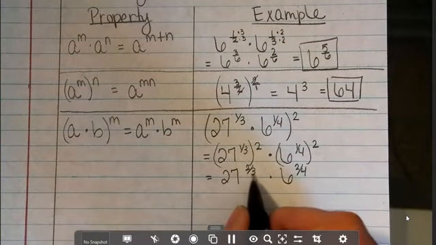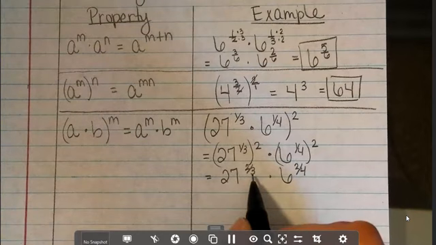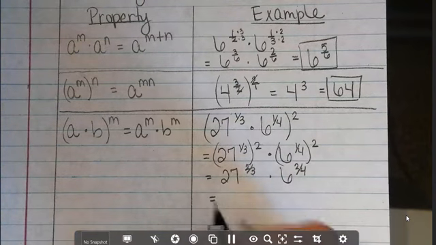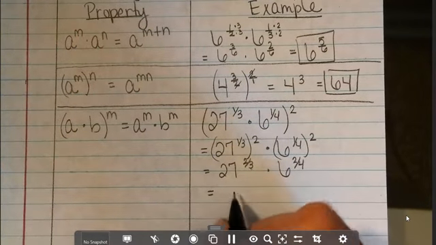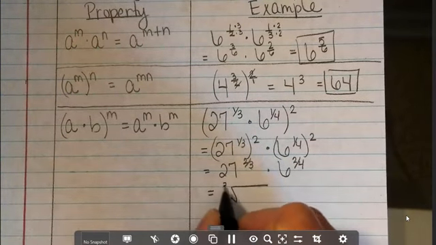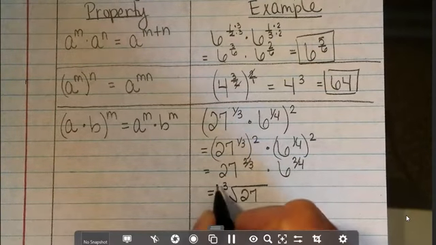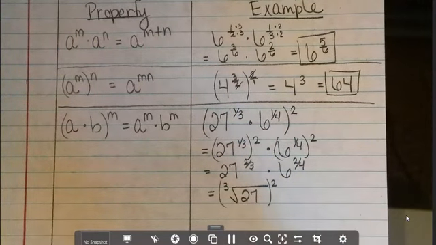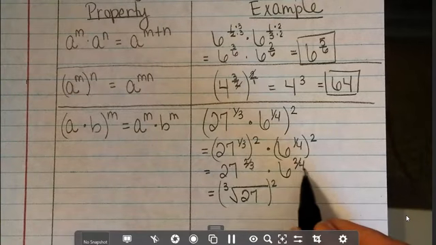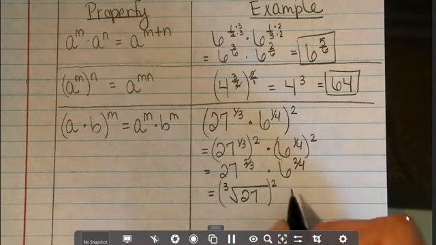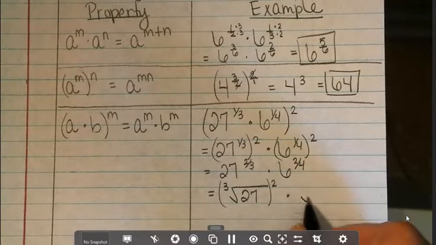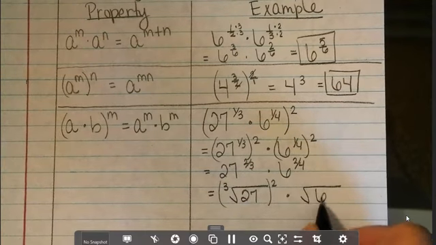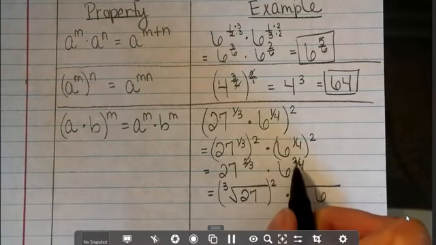Okay. All right, so this is where I'm going to write these as radicals. So I'm going to put them into radical notation so that they make more sense to me. Okay, this is really going to be the cube root of 27, and then I'll square that. Now this reduces to 1/2, right? So this is really going to be the square root of 6, okay, because that reduced to 1/2.